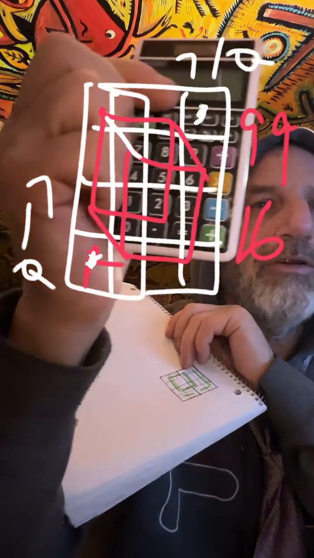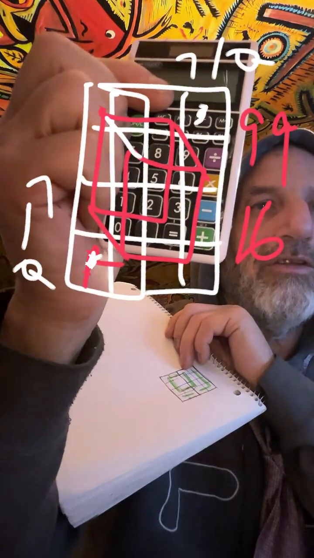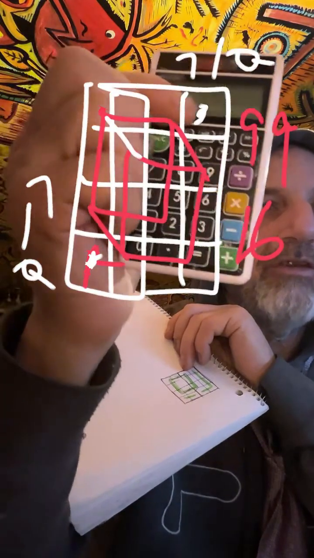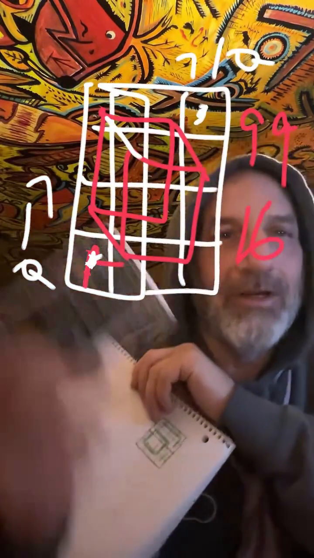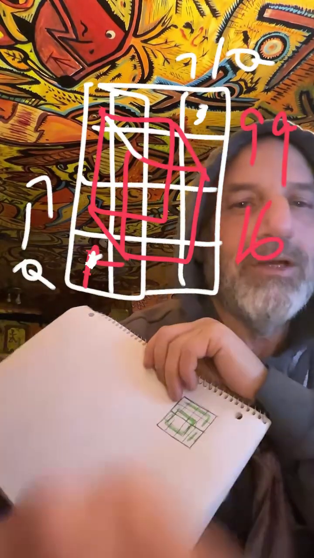8 and 4, 12. 3 and 5, 8. 6 and 2, 8. And then you move it in, 5 and 1, 6. 4 and 2, 6. So you just have to fit it inside the grid. Not by my choosing. They chose, not me.